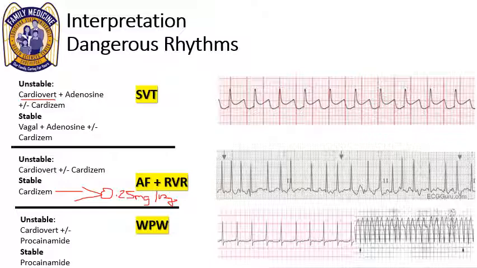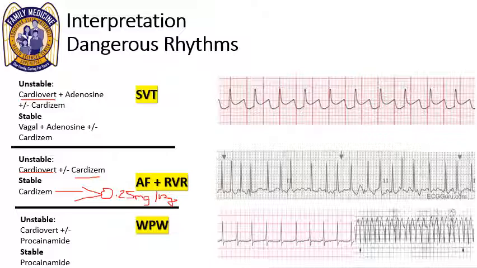So you want to make sure that you are able to differentiate between unstable and stable, and how much medication you need to give at one time. You can give smaller doses. So again, cardioversion for an AFib RVR that's unstable.